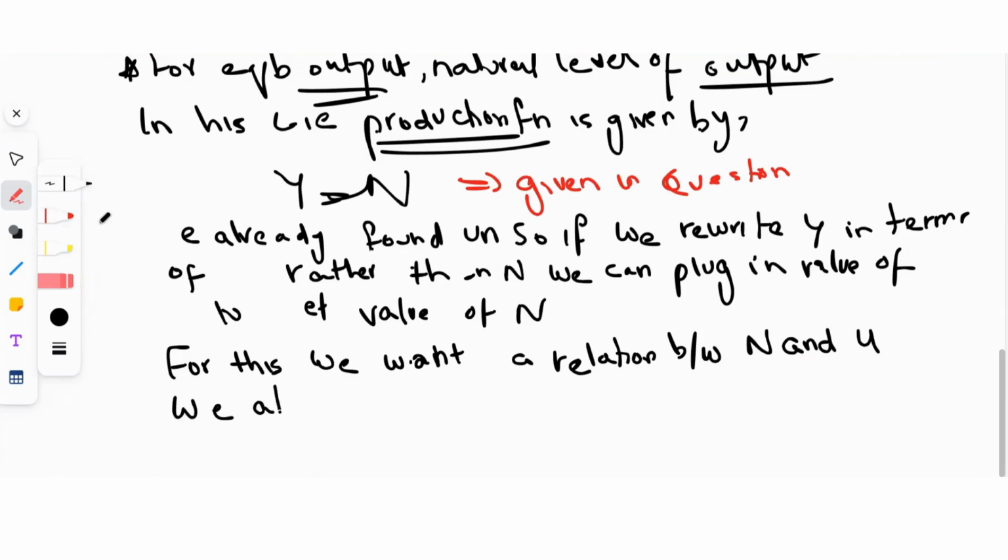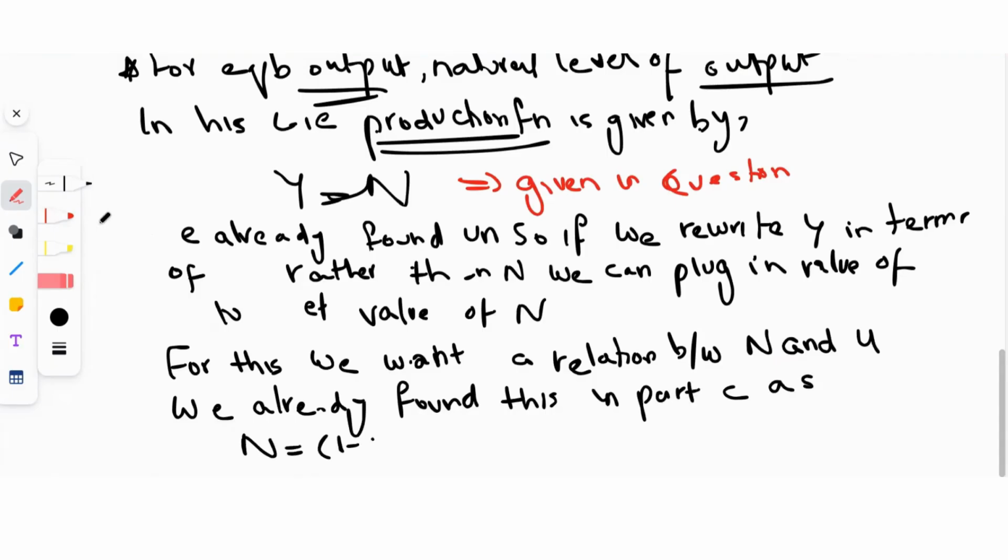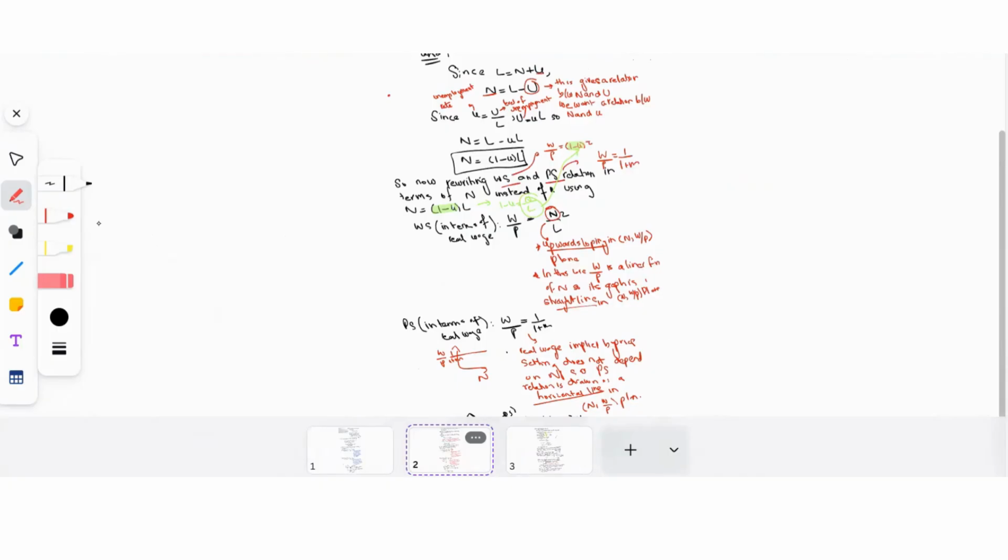We already found this in part C. So in part C, we already found a relationship between them as this, right? When we were plotting our wage setting and price setting against the level of employment and unemployment rate, we derived this relationship between them.